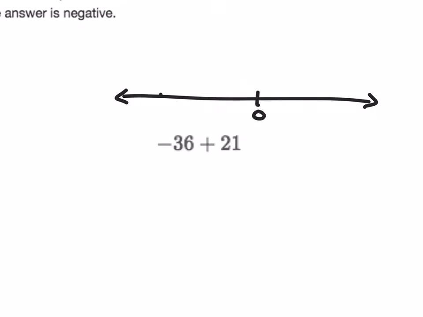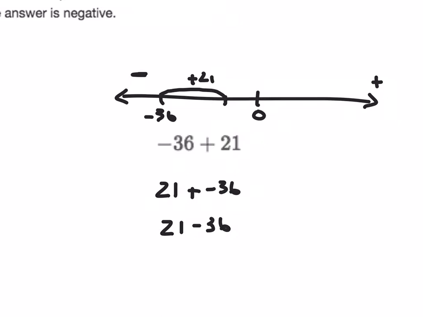Start at 0. Over here is negative 36. If you move 21 spaces to the right, your number is still going to be negative, and this is going to be positive. So what's that number going to be when you add 21? The way that I do that in the calculator is I would just do 21 plus negative 36, which is the same thing as doing 21 minus 36.